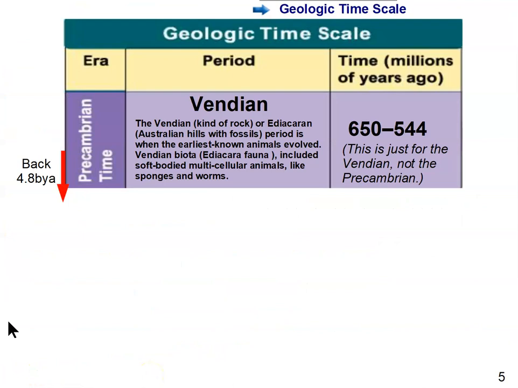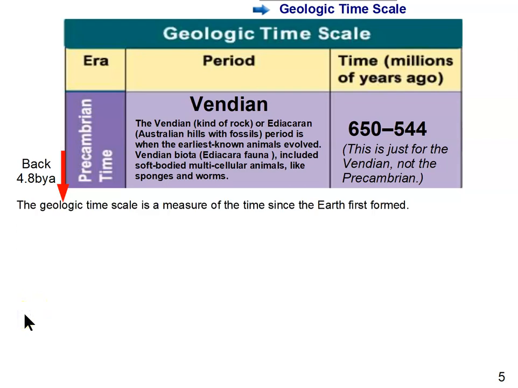All right, so that brings us to the geologic time scale. And the geologic time scale is a system to measure and communicate about the huge amount of time that has passed since the Earth first formed, about 4.8 billion years ago, so almost 5 billion years ago.